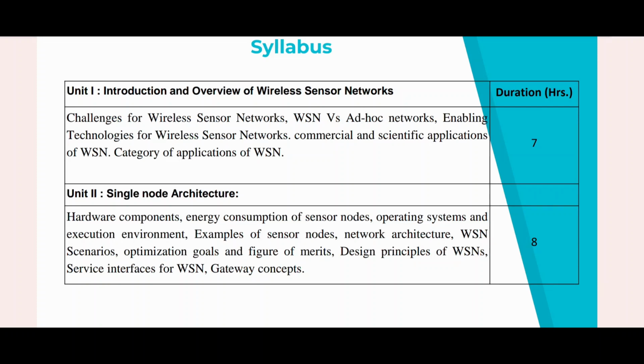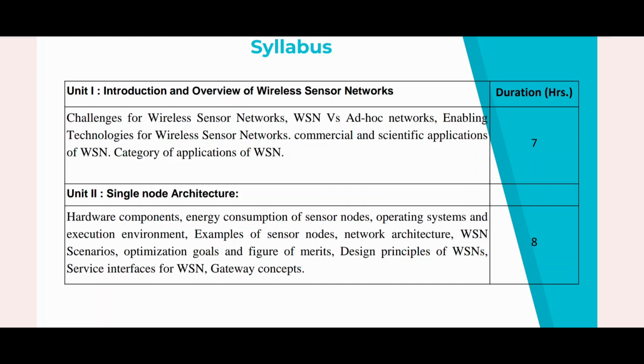Unit number 2 is single node architecture. It requires a total of 8 hours for completion. What can be the contents of unit number 2? It is hardware components, energy consumption of sensor nodes, operating systems and execution environment, examples of sensor nodes, network architecture, WSN scenarios, optimization goals and figures of merit, design principles of WSN, service interfaces for WSN, and the gateway concept.